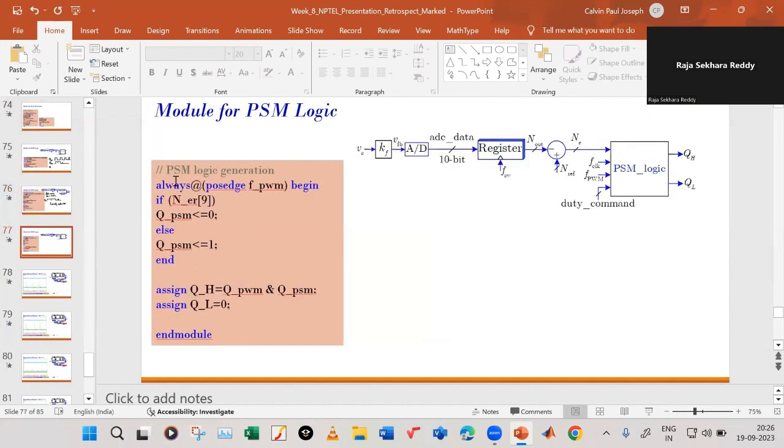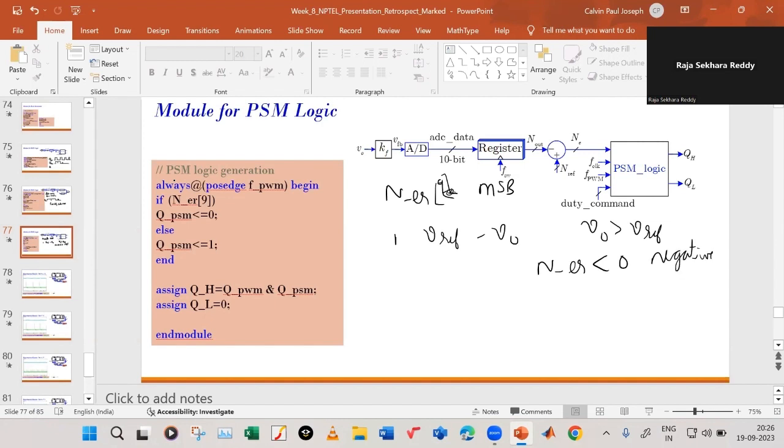But after that signal has been generated, I will see some N error. N error 9 is the MSB, the most significant bit. How do I get N error? It is actually Vref minus V output. So if my V output is greater than Vref, then my N error will be less than 0. That means it will be negative, and that means my MSB will be equal to 1. And in that case, I want QPSM to be 0.